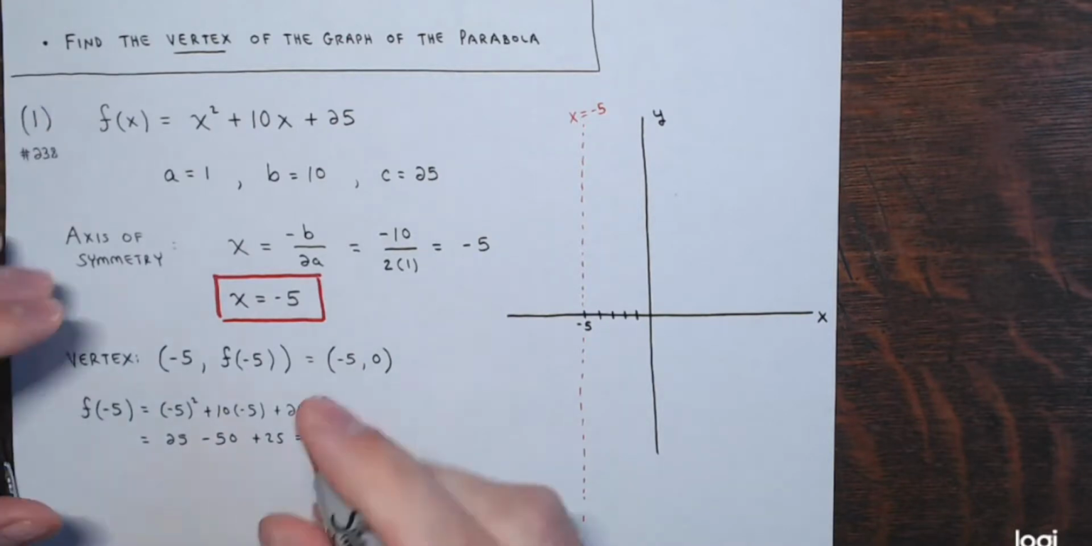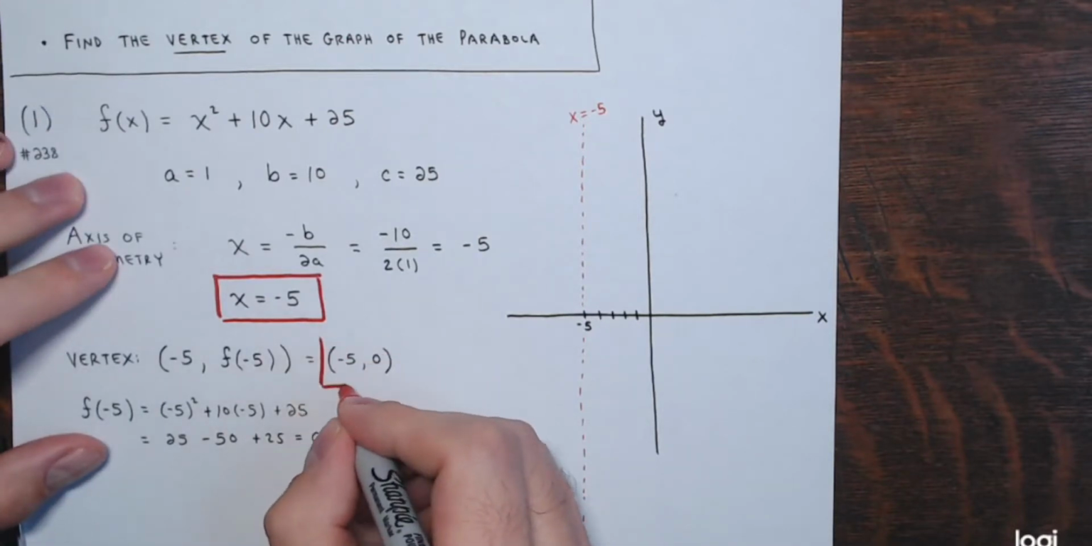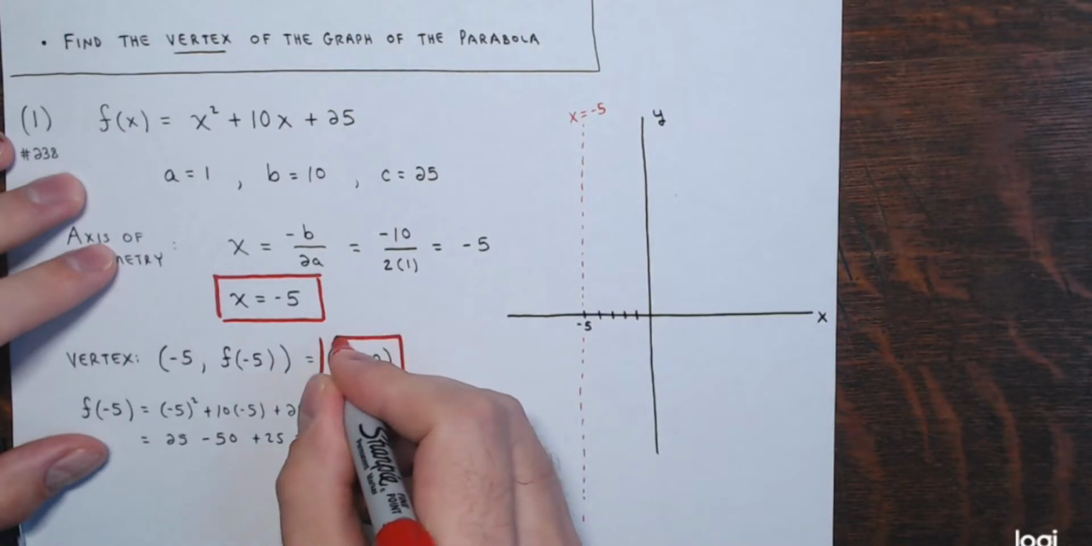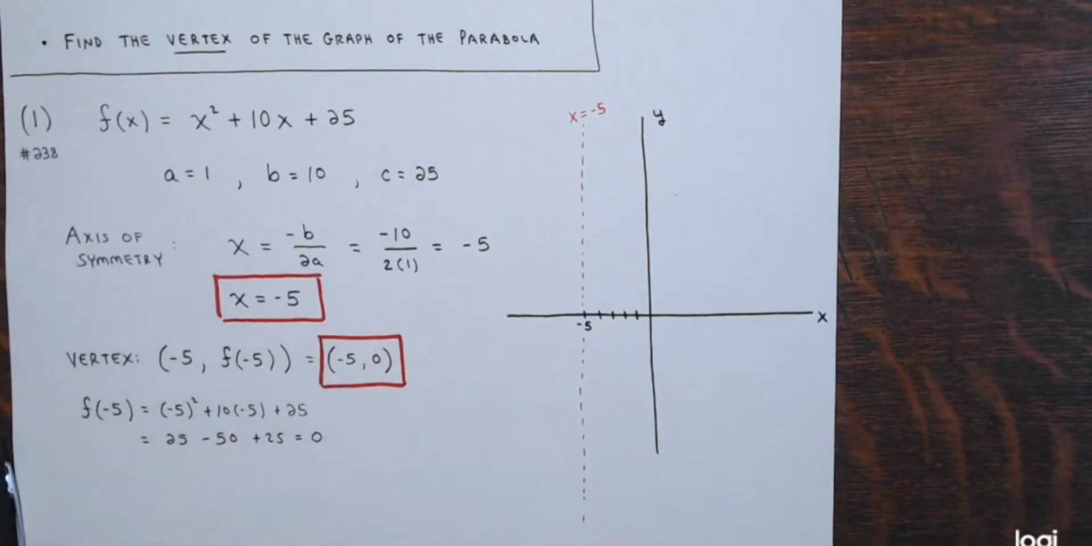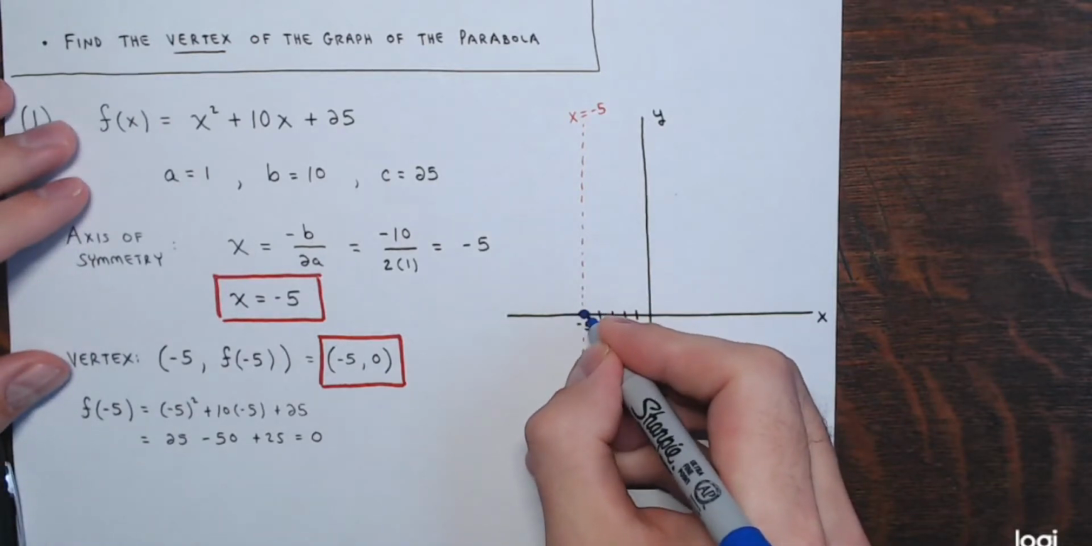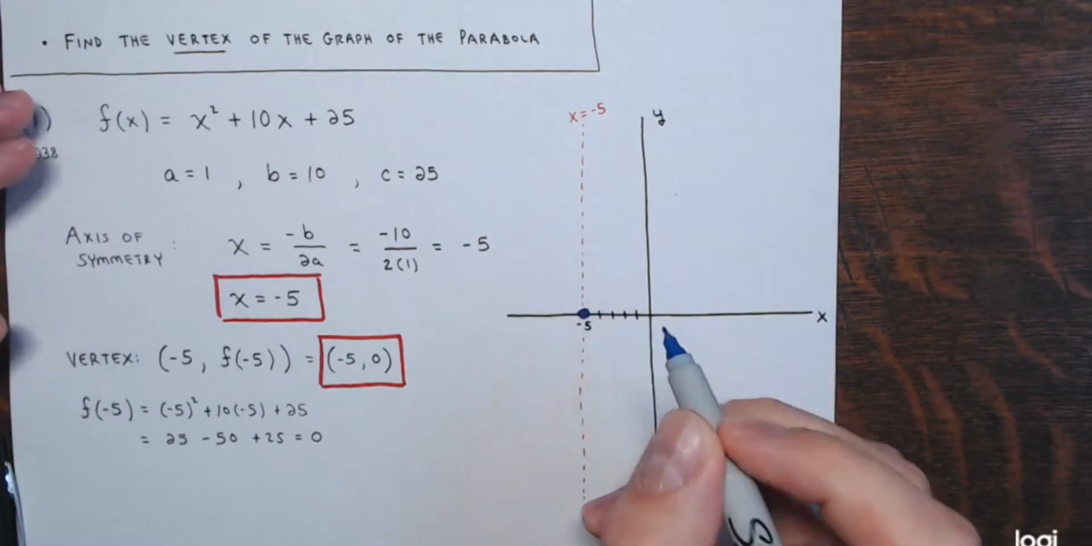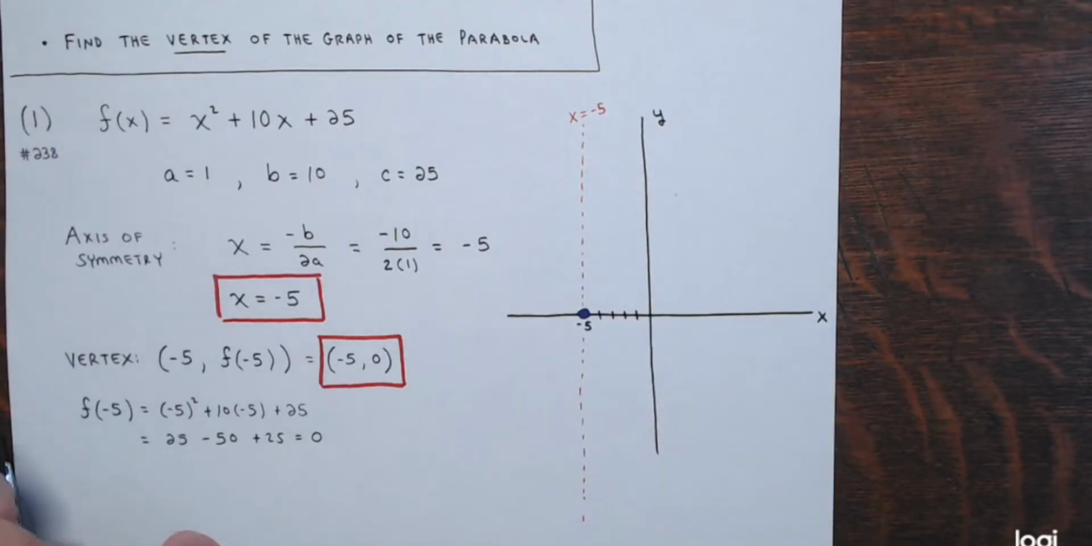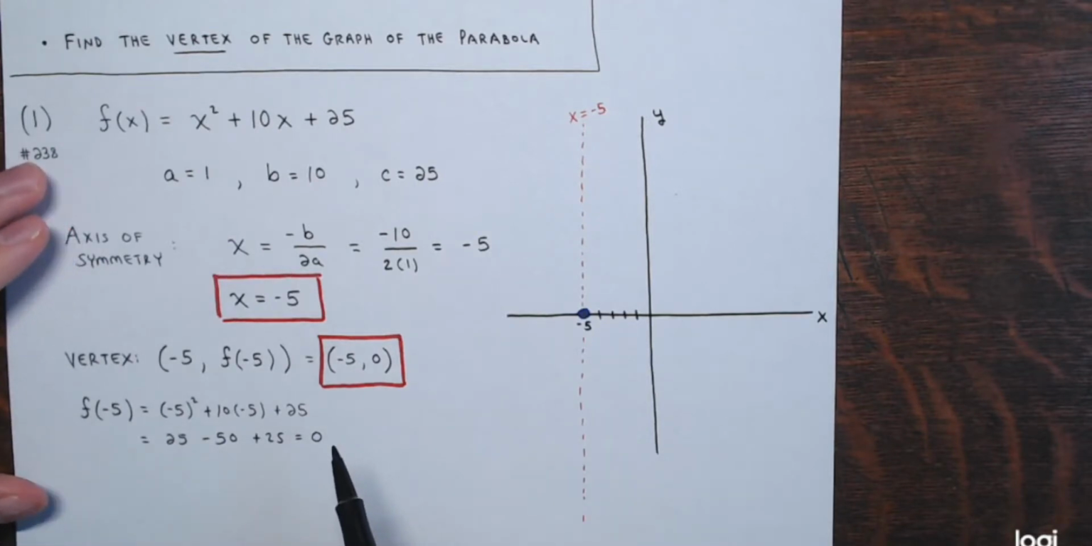And that's the second part of what we're asked to find, part B. Now I'm going to plot this point. Negative 5 comma 0, that's on the x-axis. That's this point right here. And then I'm going to show you really quickly, and we're not asked to do this, how we're going to very quickly plot parabolas.